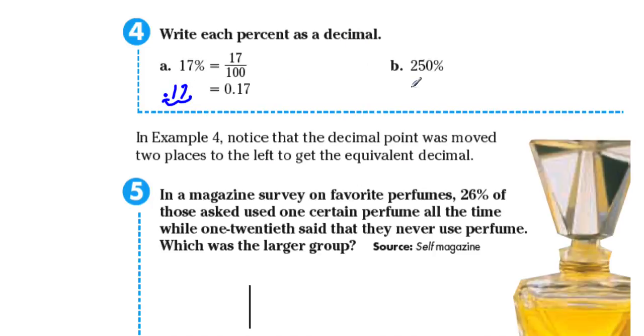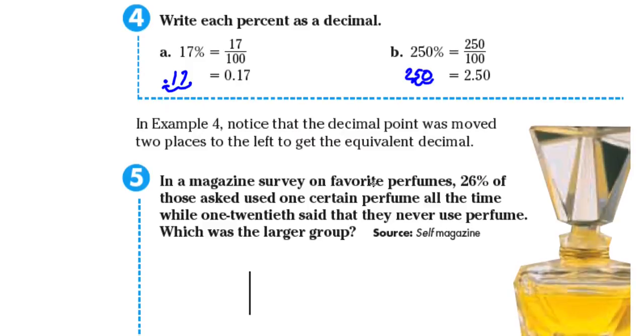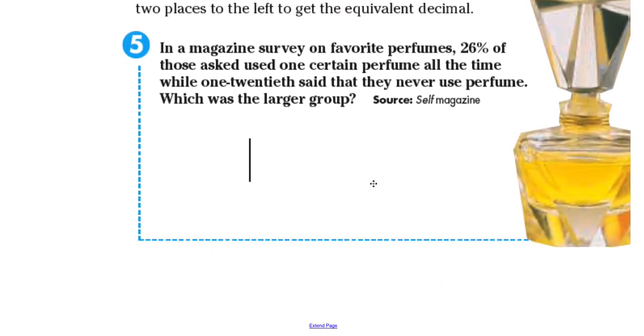In the same manner, 250%. An easier way of doing this is to move the decimal 2 spaces to the left. 250% is 2.5, because it's 250 over 100, or simply 2.5. So in example 4, notice that the decimal point was moved 2 spaces to the left to get the equivalent decimal. The secret word for this particular lesson will be 49ers. Secret word will be 49ers.